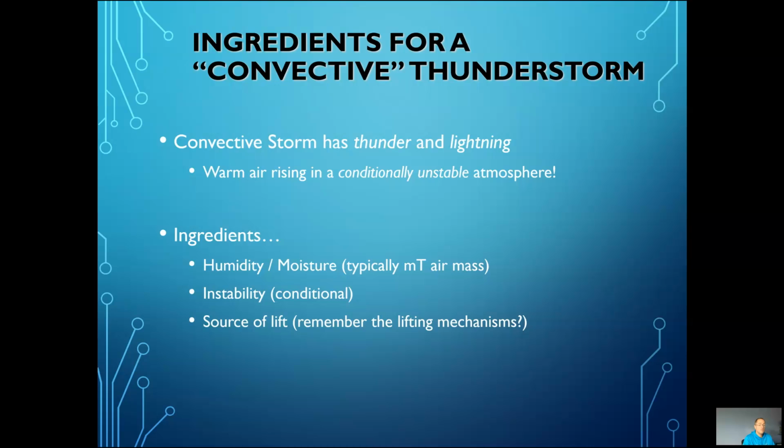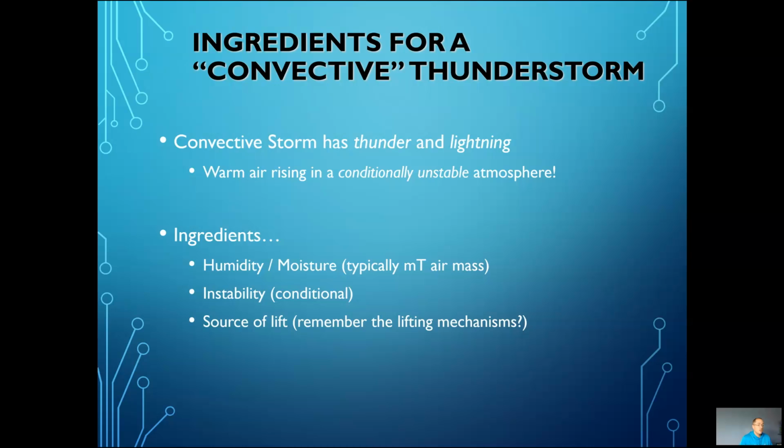unstable atmosphere. Remember, when we're talking about conditional instability, we're saying, is there something, whether it's daytime heating or orography or a front, that's able to push our parcel up to a certain level upon which it can continue to rise freely in the atmosphere? And that's the general premise in a conditionally unstable environment.